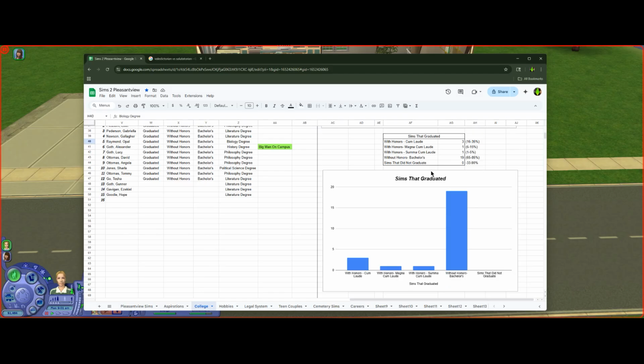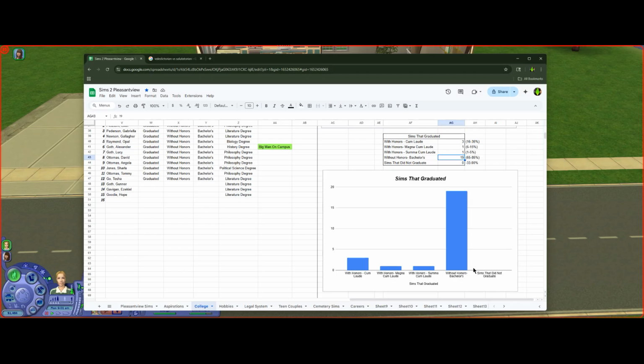If we scroll down here, we have a Sims graduated section, and it lets me know how many Sims graduated with what. So with honors, cum laude, we have 3 that graduated with that. Magna cum laude, we have 1 that graduated. We have summa cum laude, 1 that graduated. We have without honors, just a bachelor's, 19 Sims that graduated.